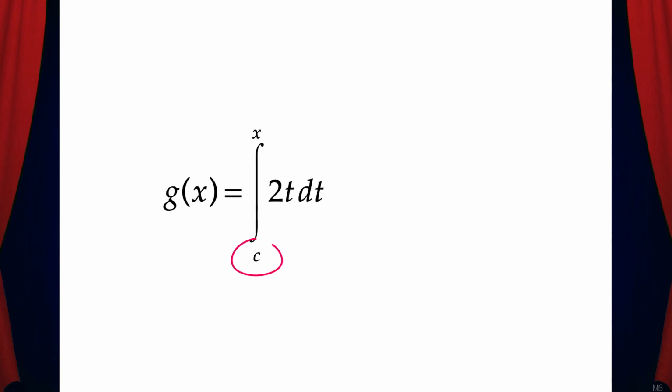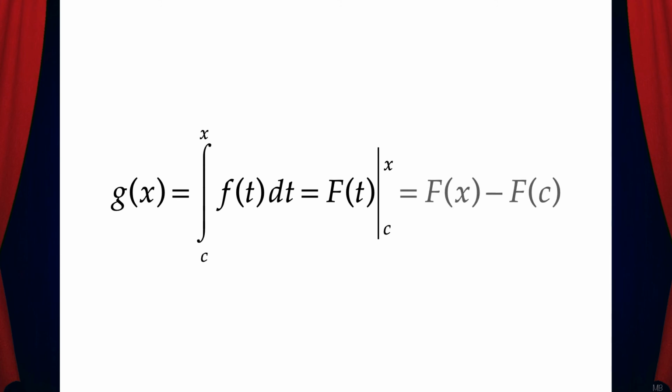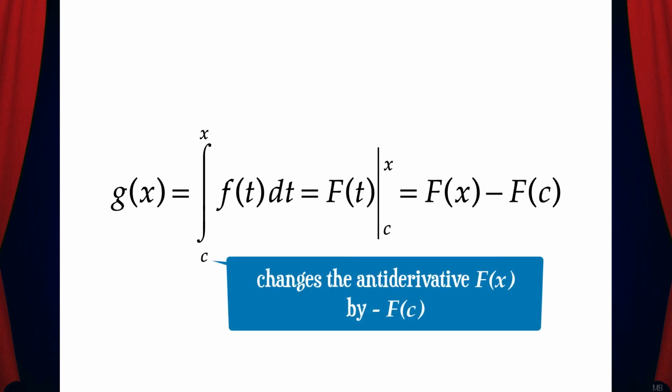So if we now take this same example and make the lower limit of integration c, we'll get x squared minus c squared as the final answer. So now we can look at this more generally. Suppose g of x is the integral from c to x of f of t dt. Well, the antiderivative of little f of t is just capital F of t, which we'll evaluate from c to x. And when we apply the fundamental theorem of calculus, we get capital F of x minus capital F of c. So it's worth pointing out that the lower limit of integration changes the antiderivative capital F of x by minus F of c.